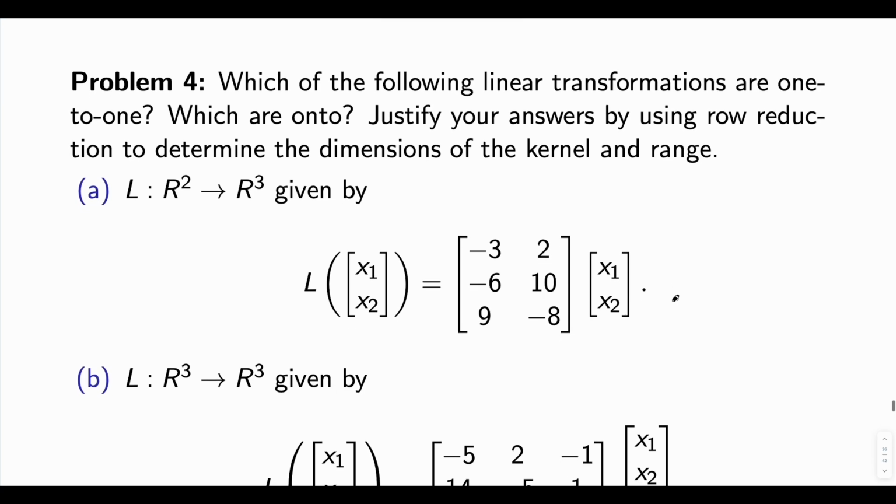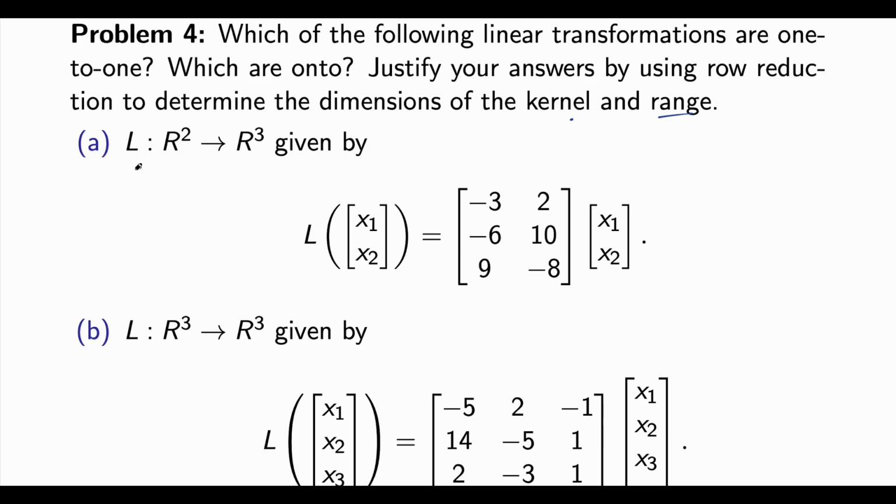So let us do one more problem. Which one of the following linear transformations are 1 to 1? Which one are onto? Justify your answer by using row reduced echelon form, right? And determine the dimension of kernel and range, right?